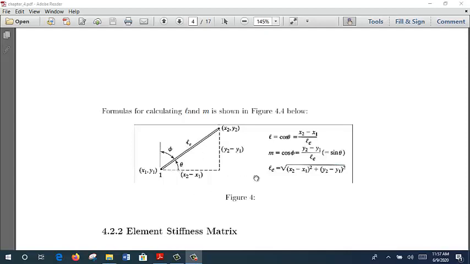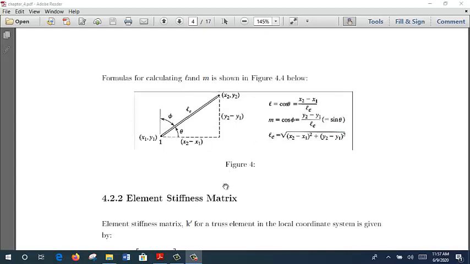So what is the LE? LE is the length between 1 and 2. So how do you calculate that? It is the square root of (x2 minus x1) squared plus (y2 minus y1) squared. So that is representing your LE. I think that's very straightforward for you guys.